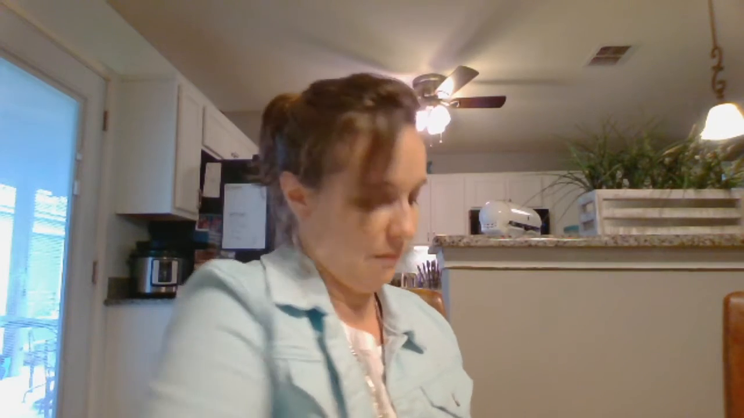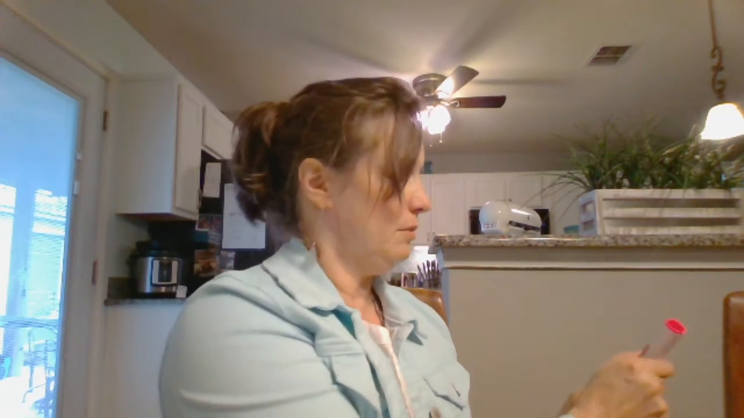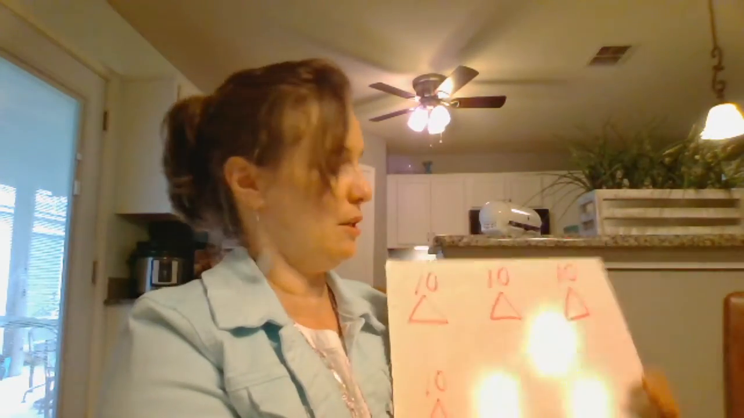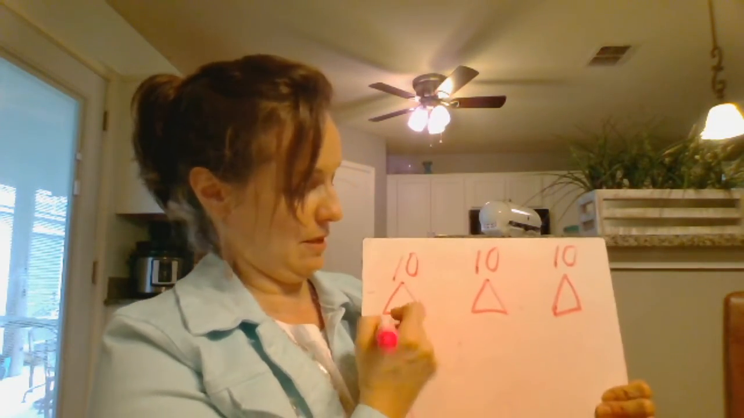All right, so let me do one more quick thing with you. It's the part whole. So I'm going to put 10 with some triangles because when we're doing part whole, the biggest number always goes at the top. So when you make your part wholes, then you can just fill them out.